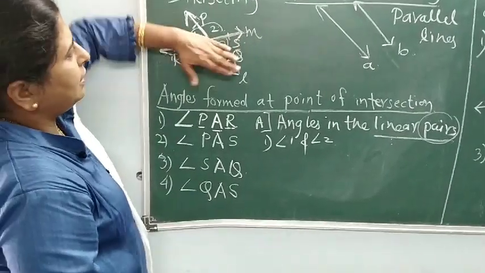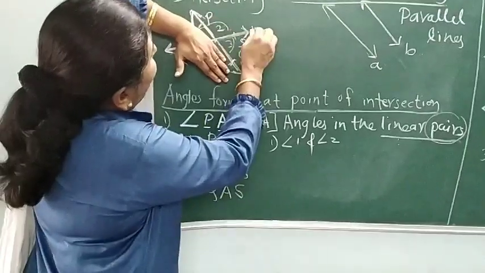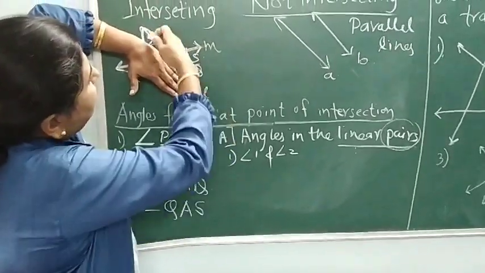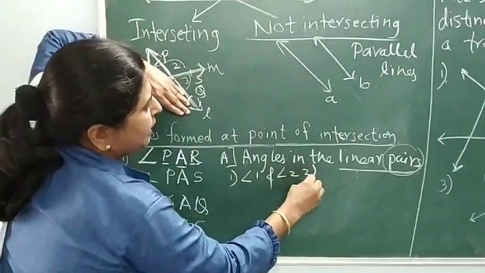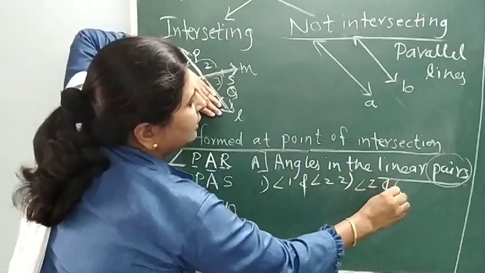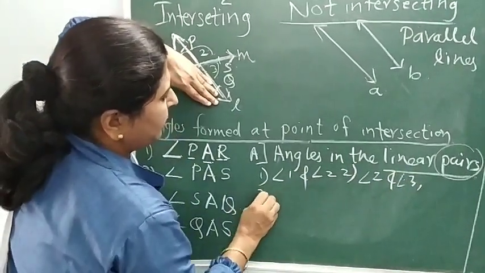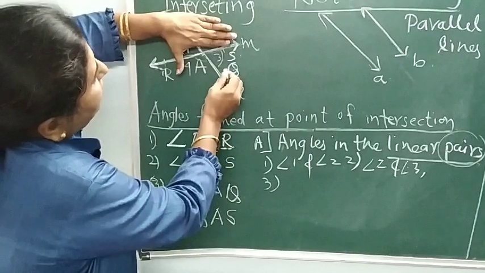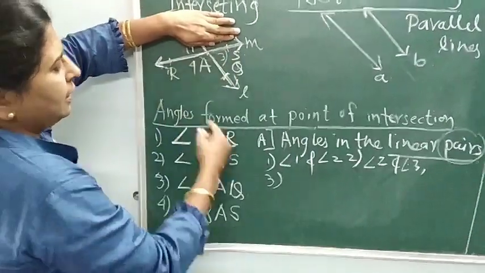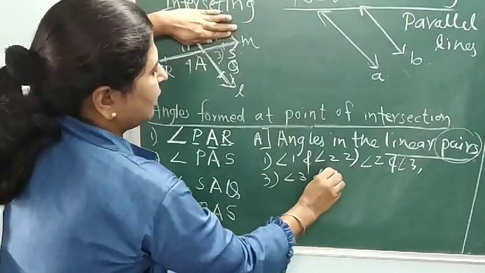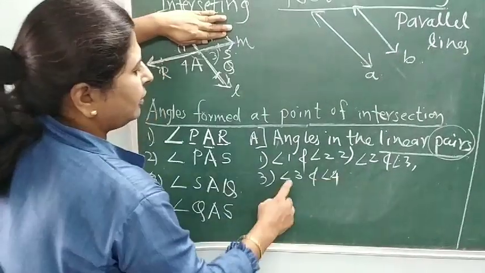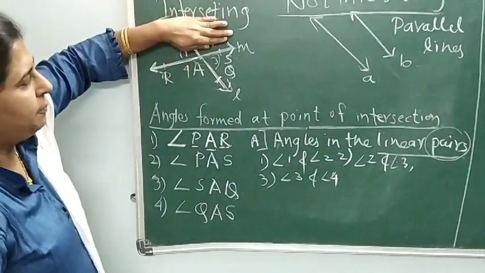What is the second pair? You can see this angle 2 and angle 3 also form a line PQ. So the second pair is angle 2 and angle 3. What is the third pair of linear pair? What about angle 3 and 4? This is also making a line. So angle 3 and angle 4 is the third pair of a linear pair.